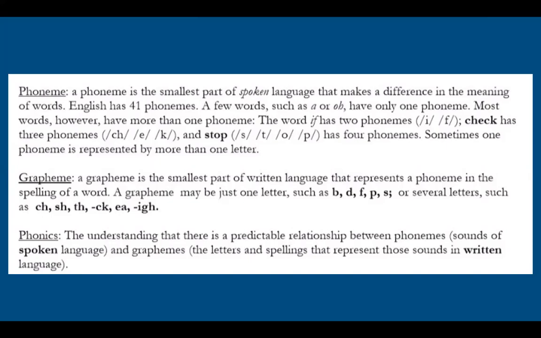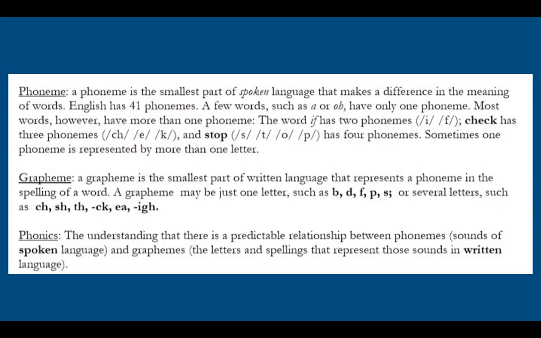So then a grapheme, we haven't talked about this too much yet, but a grapheme is the smallest part of written language that represents a phoneme in the spelling of a word. A grapheme can be just one letter, such as b, d, f, or several letters, such as ch, sh, th. The example that jumped out at me from reading this definition was the sound f being represented by f. The ph also makes that sound, the f sound.